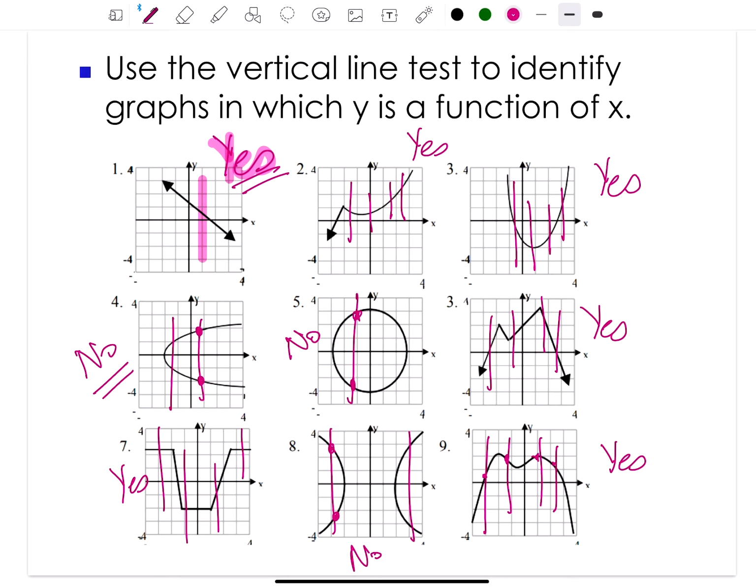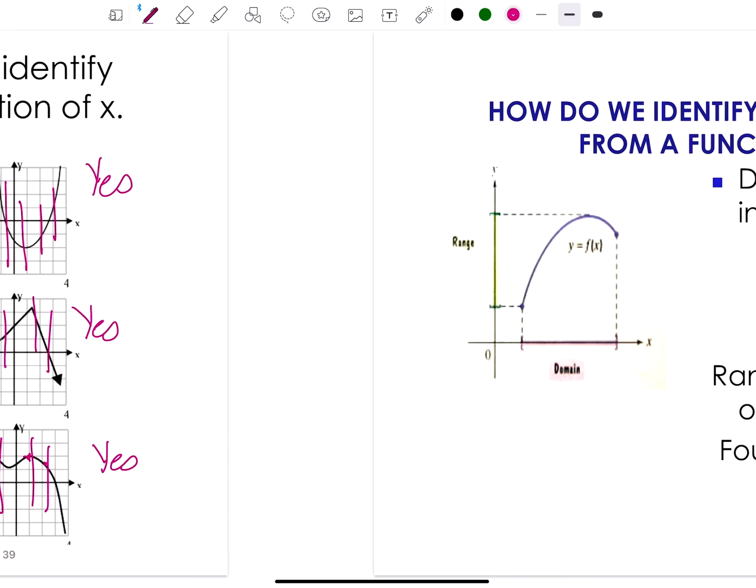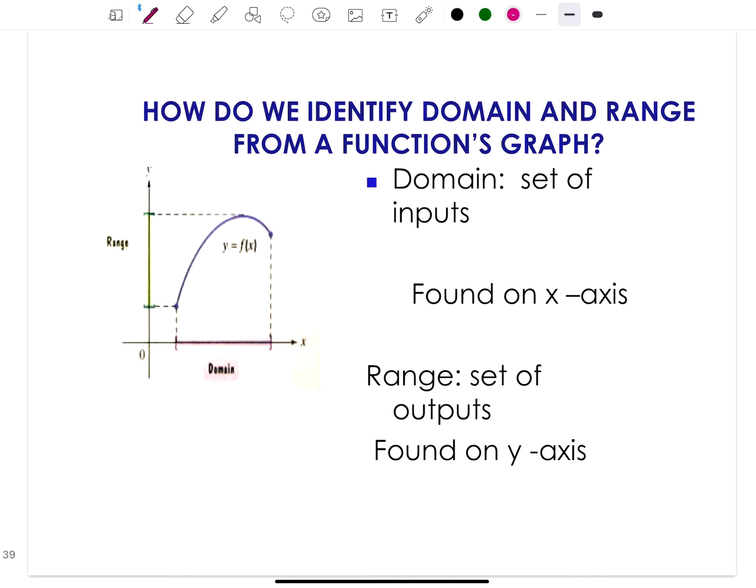We're not talking about axes, x-axis, y-axis. We're talking about the actual graph that's given. How do we identify domain and range from a function's graph? Domain is going to be the set of all input values or x values found on the x-axis. Range is the set of all the output values found on the y-axis.